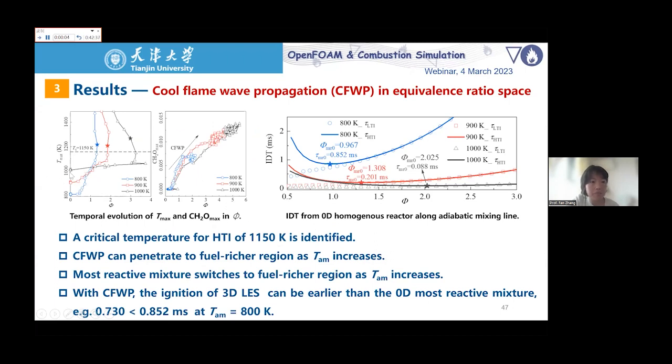We look at the maximum temperature and formaldehyde in the equivalence ratio space at three different ambient temperatures. Here, the critical temperature for high temperature ignition is defined as a temperature of 1150 Kelvin. We can see the cool flame wave propagation from the formaldehyde space. The wave can penetrate into even fuel richer regions if the ambient temperature increases from 800 to 1000 Kelvin.